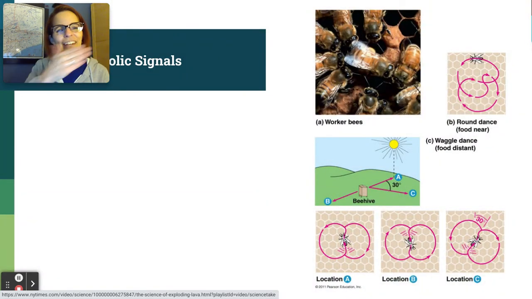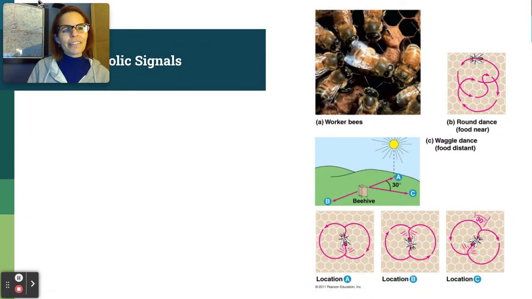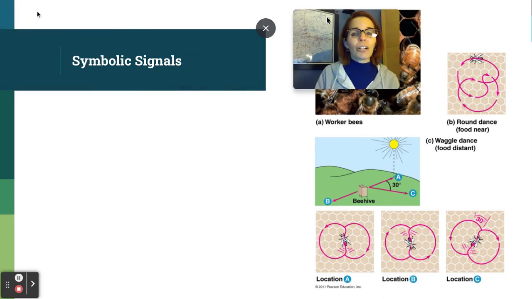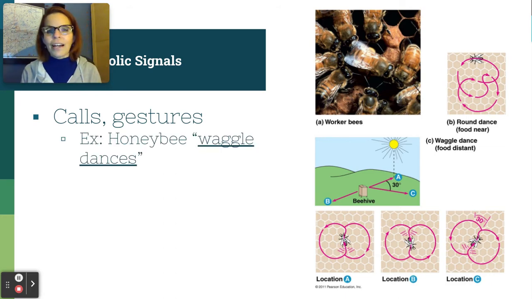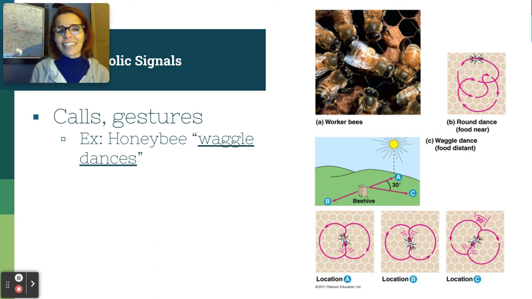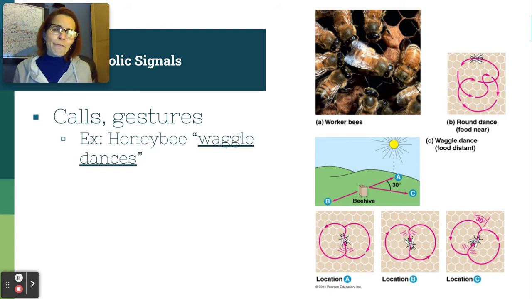All right, now instead of talking about the chemical signals, we're going to talk about what are called symbolic signals. So this is not using olfactory. This involves the use of calls or gestures. For example, the honeybee waggle dances. And again, this is linked to a video you definitely should watch. But basically, this is how honeybees communicate where food is to the other members of their hive. And it's absolutely fascinating.